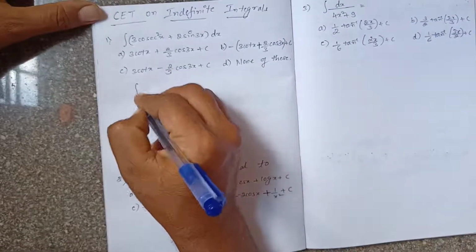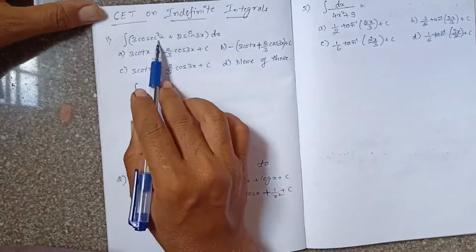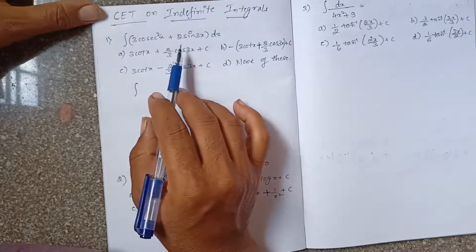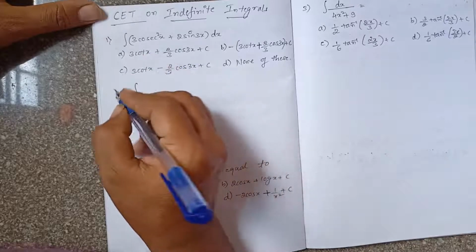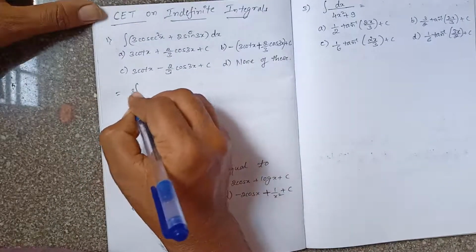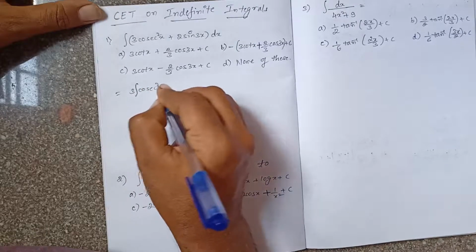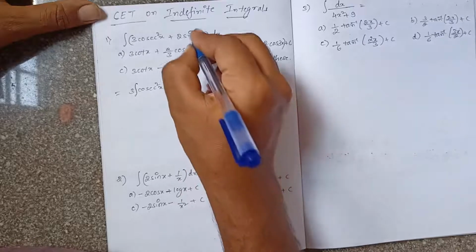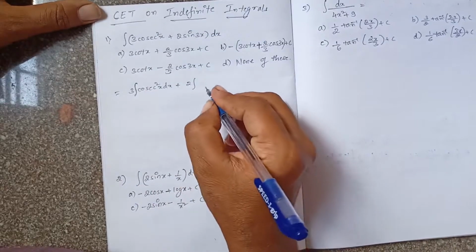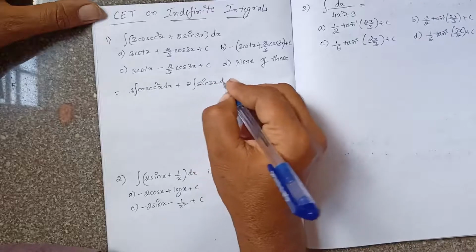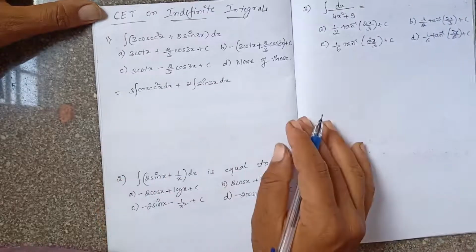Integration of 3 into cosecant square x plus 2 into sin 3x. Simple one, it is based on the formula. This can be written as: 3 is a constant multiple, we will write it outside. 3 into integration of cosecant square x with respect to x plus 2 into integration of sin 3x. 2 I am writing outside. This is integration of sin 3x with respect to x.